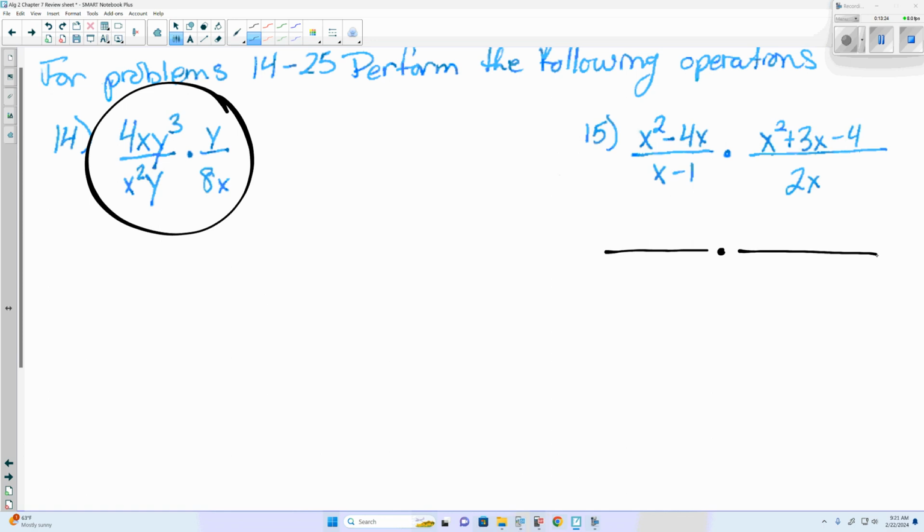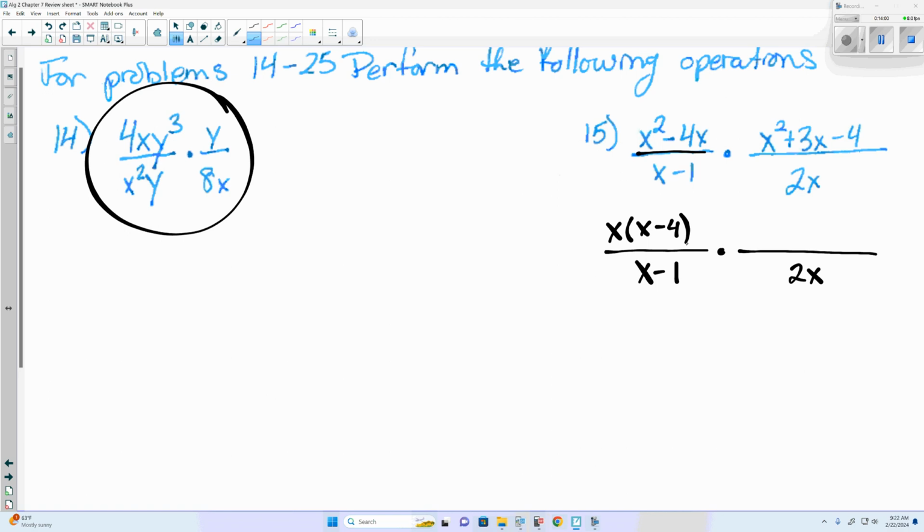What does not factor or is not factorable in 15? X minus 1 and 2x. Because if x minus 1 were to be factorable, it'd have to have a greatest common factor. Or the x would have to be squared. Because then it'd be x squared minus 1, difference of perfect squares. X squared minus 4x has a greatest common factor of x, yes. So when we factor that out, we have x minus 4 times our x.